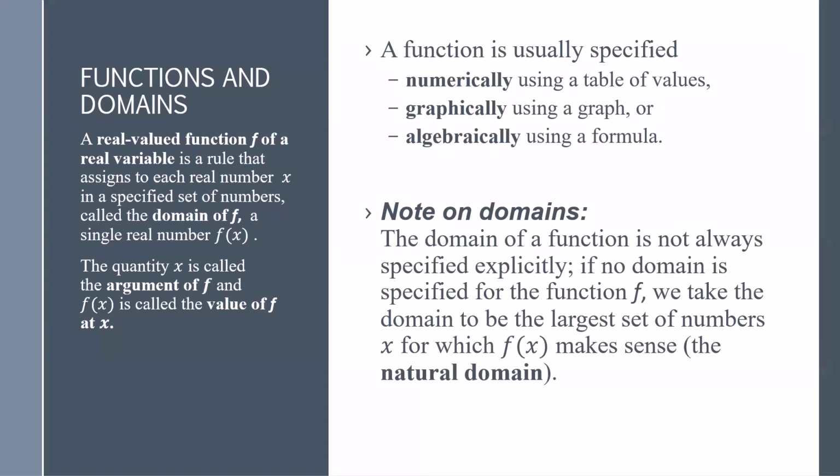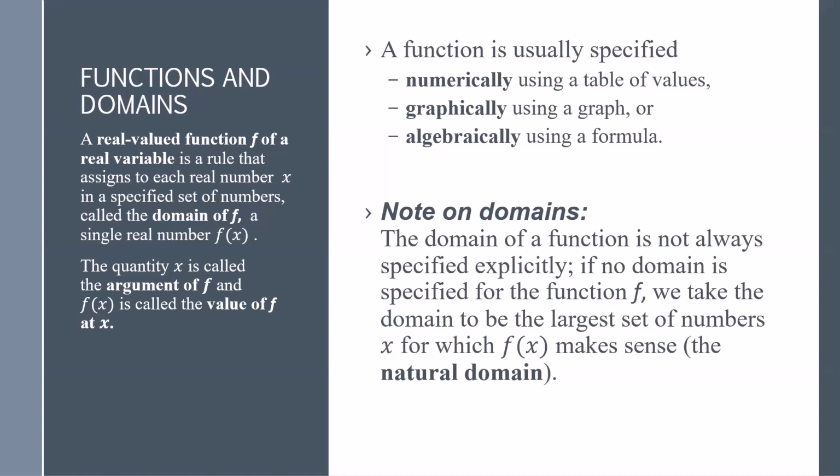The real valued function f of a real variable is a rule that assigns each real number x in a specified set of numbers, called the domain of f, a single real value number f of x. The quantity x is called the argument of f, and f of x is called the value of f at x.